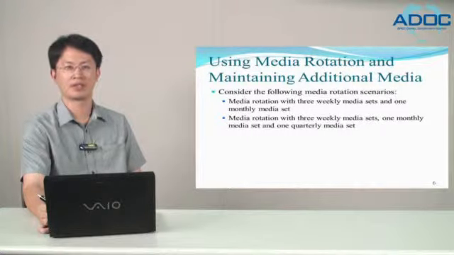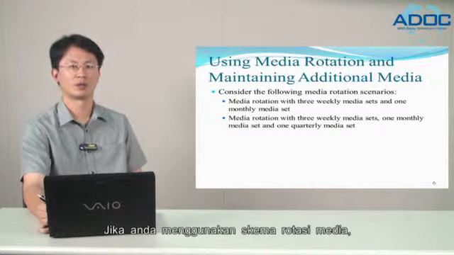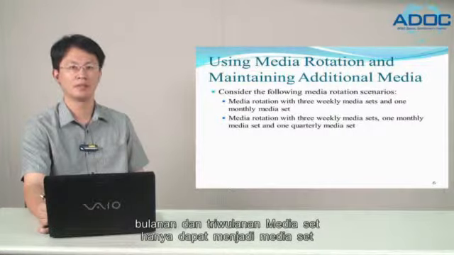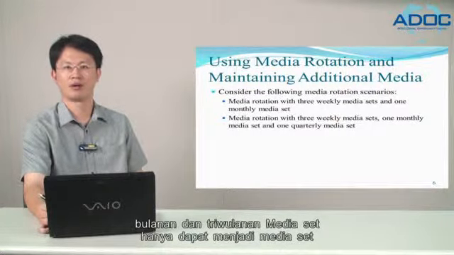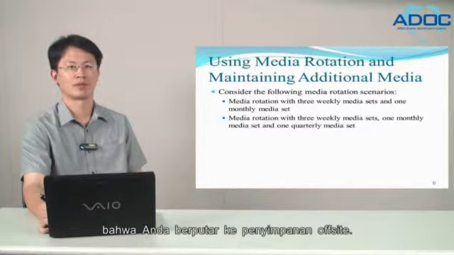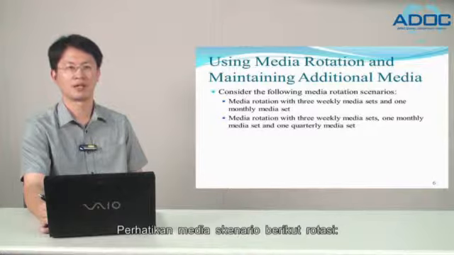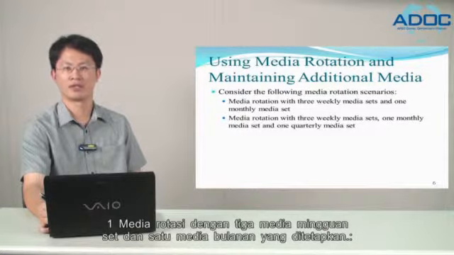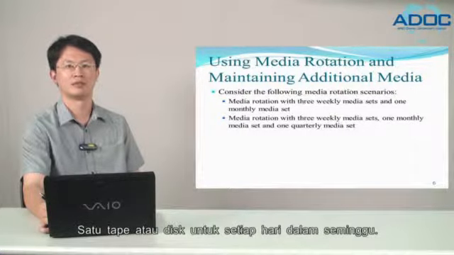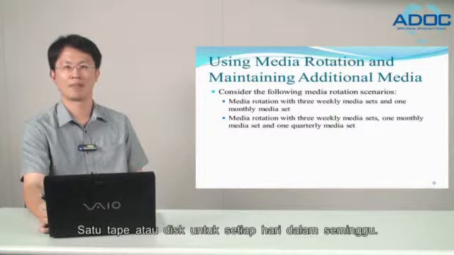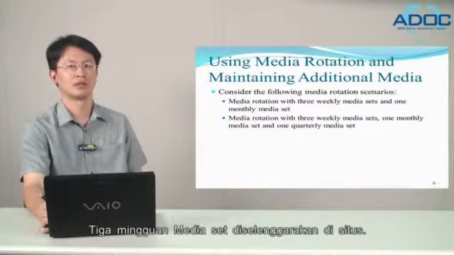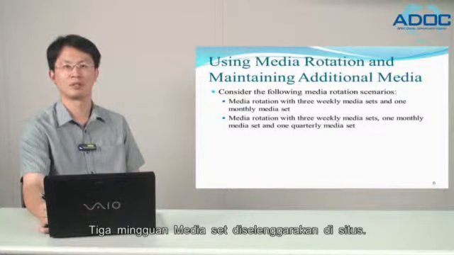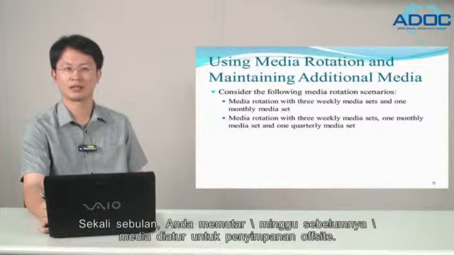If you use a media rotation scheme, monthly or quarterly media sets can simply be media sets that you are rotating to offsite storage. Consider the following media rotation scenarios. First, media rotation with three weekly media sets and one monthly media set, and one tape or disk for each day of the week. Three weekly media sets are maintained on site. Once a month, you rotate the previous week's media set to offsite storage.